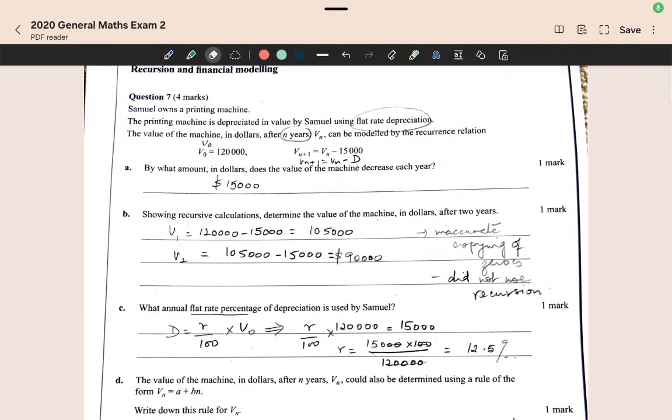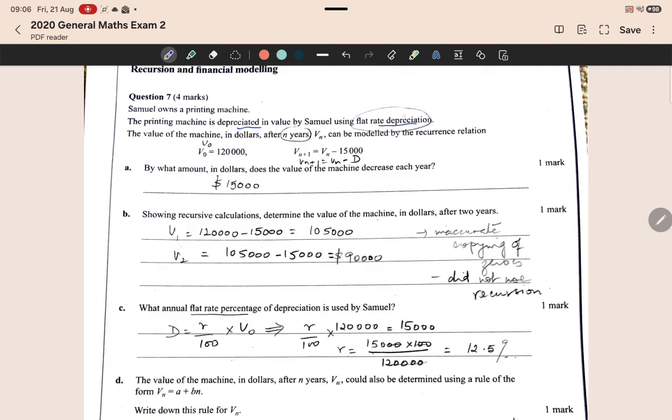Let's talk about the questions on the recursion and financial modeling section of the 2020 exam 2 paper. Question 7 talks about Samuel who owns a printing machine. It's also depreciating in value and it uses flat rate depreciation.